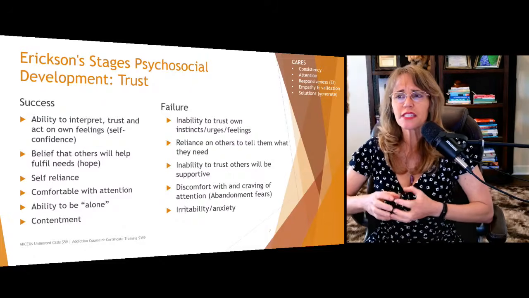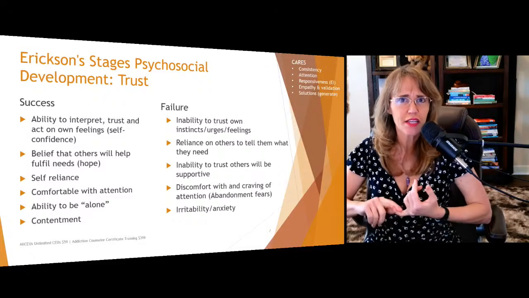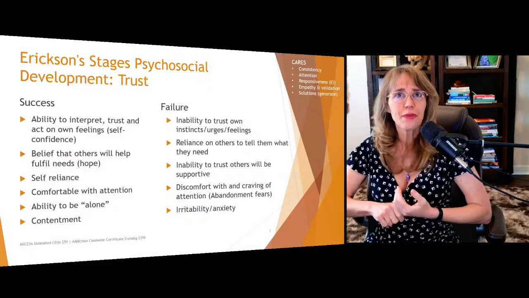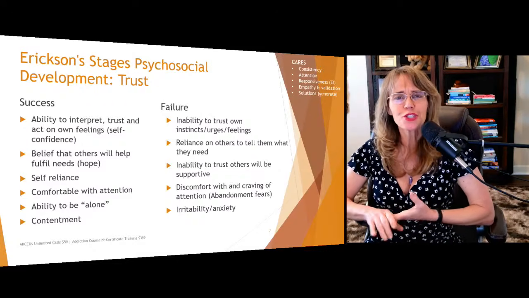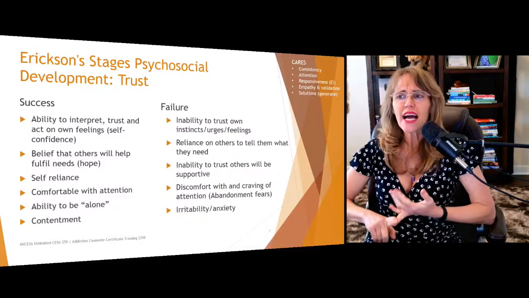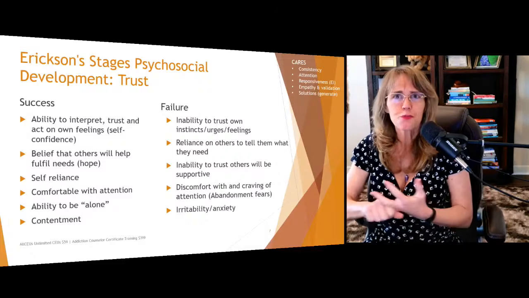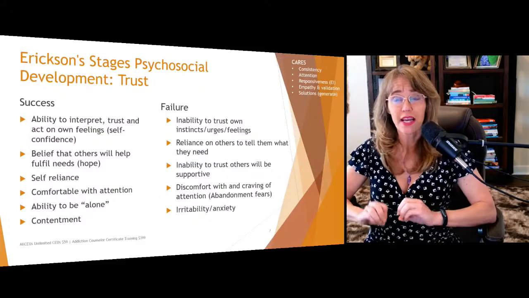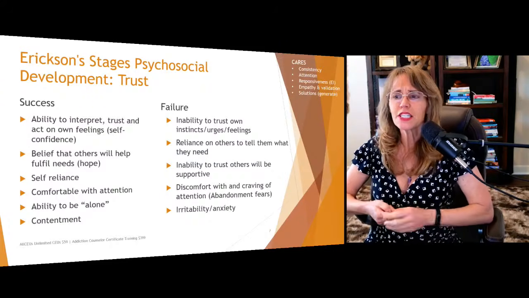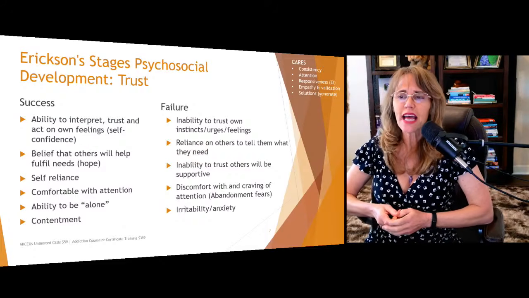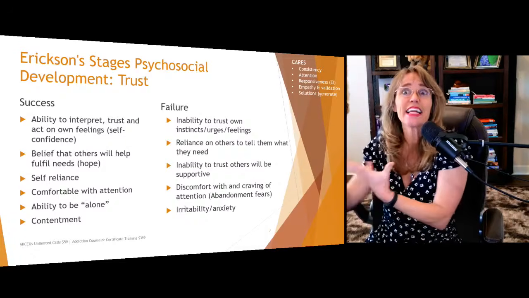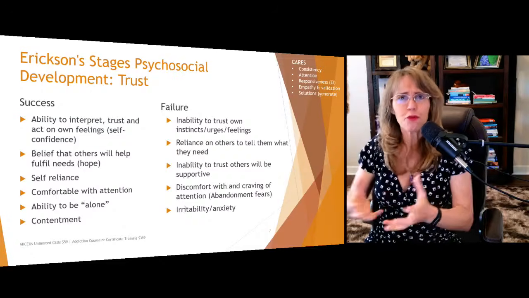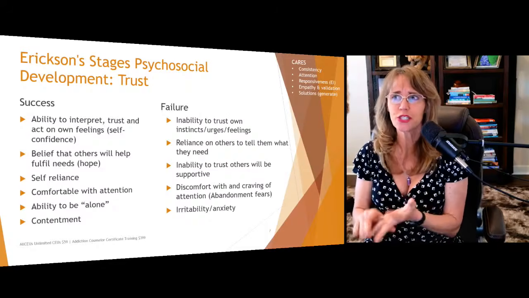Failure at this stage results in inability to trust their own instincts, urges, and feelings. And we start seeing this in adult patients too, who never had this ability, who never were instructed on how to develop emotional intelligence. Reliance on others to tell them what they need. This goes back to that invalidation of the person's feelings and tromping all over their boundaries and saying, I'll tell you what you need and I'll tell you when you need it. Inability to trust others will be supportive. Discomfort with and craving of attention because they didn't get enough. They still haven't had that hole filled. And irritability and anxiety.